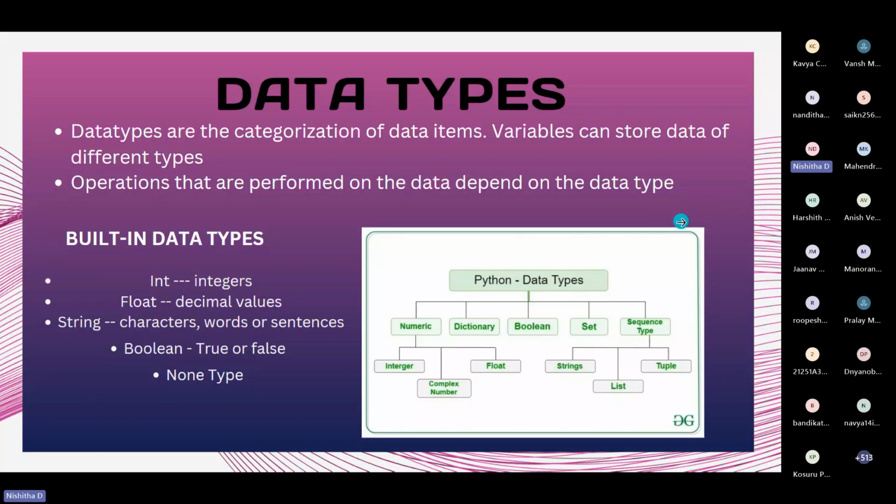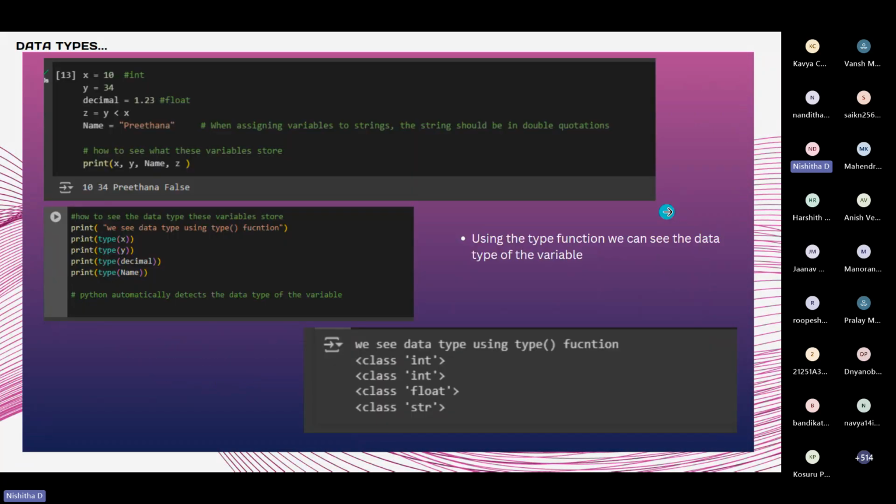So let's see some code to understand different data types. Over here, I'm assigning the value 10 to a variable x and assigning the value 34 to a variable y. Clearly, the data types of these two variables are integers. Next, I have a variable called decimal that takes in the value 1.23. So that's a float data type. Now over here, there's a string data type assigned to the variable name. And when assigning strings to a variable, you have to enclose them in single quotations or double quotations. That's how Python identifies it as a string.